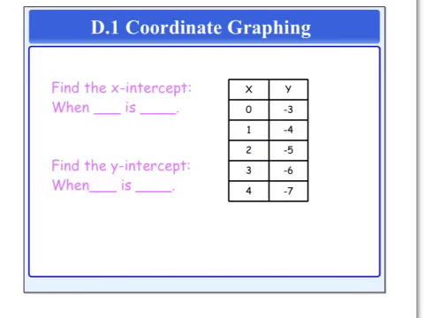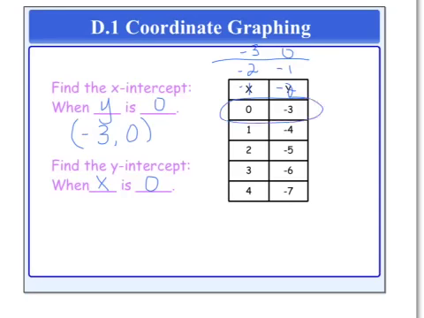Find the x-intercept. It is when our y is 0. If you see here, there is no y value of 0, but you could continue on your pattern. So the y would go negative 2, negative 1, 0, and then you have to continue on the pattern. This one goes down by 1, so this would be negative 1, negative 2, negative 3. So our coordinate point would be negative 3, 0. Find the y-intercept. That's when our x is 0, and that one's on there.